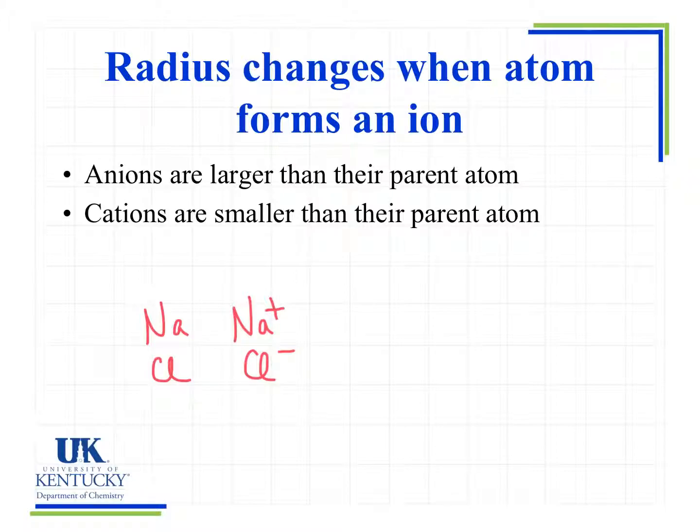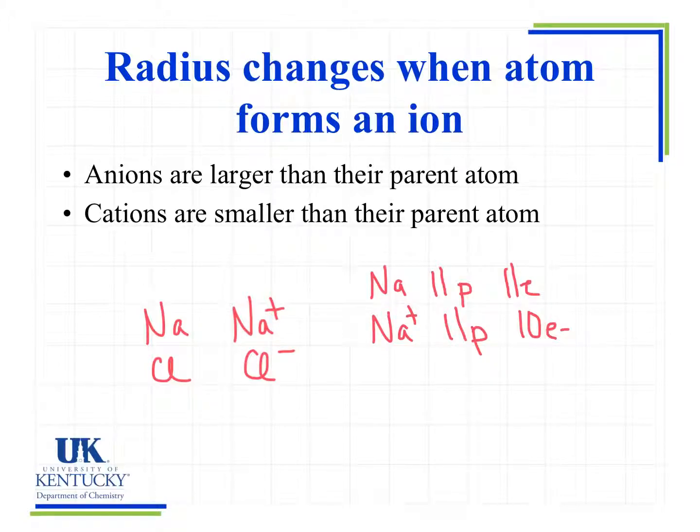And when we look at why this is happening, we can see this is also due to Coulomb's law, to that charge, that attractive force between the nucleus and that outermost electron. So let's look at sodium first. When we have a neutral sodium atom, what we have are 11 protons and 11 electrons. When we go to the ion, now we have sodium plus, so we still have 11 protons because it's still sodium, but now we have only 10 electrons. So now the force being exerted on each of those electrons is a little bit greater.